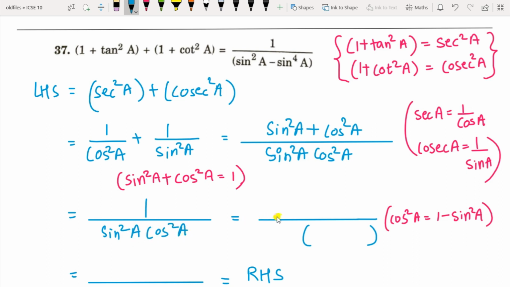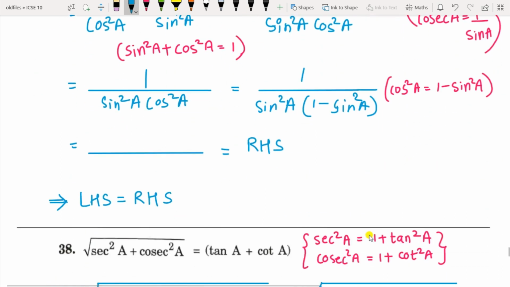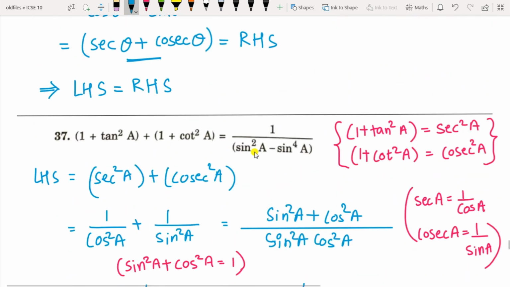Now in place of cos square A I am substituting 1 minus sin square A. So this is sin square A (1 minus sin square A). Now multiply sin square A in the bracket. So it will be 1 minus sin square A minus square is 4. So sin raised to 4 A. That is our RHS. Hence proved.